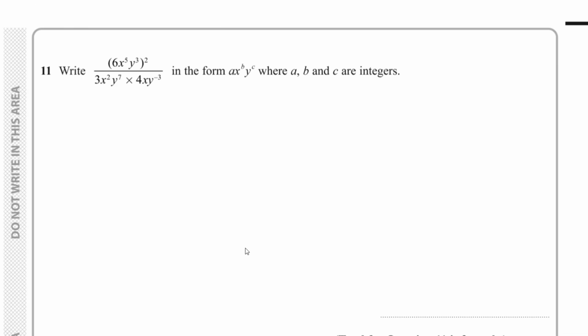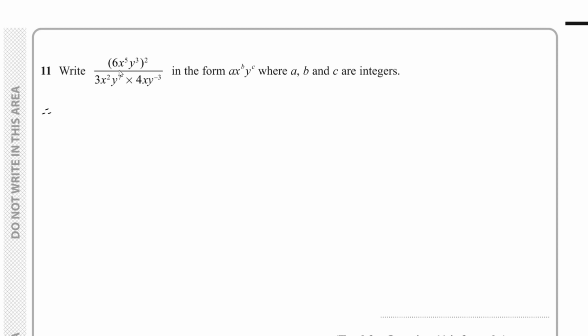Question number 11, we have to write (6x^5 y^3)^2 over 3x^2 y^7 multiplied by 4xy^-3 in the form ax^b y^c, where a, b and c are integers.